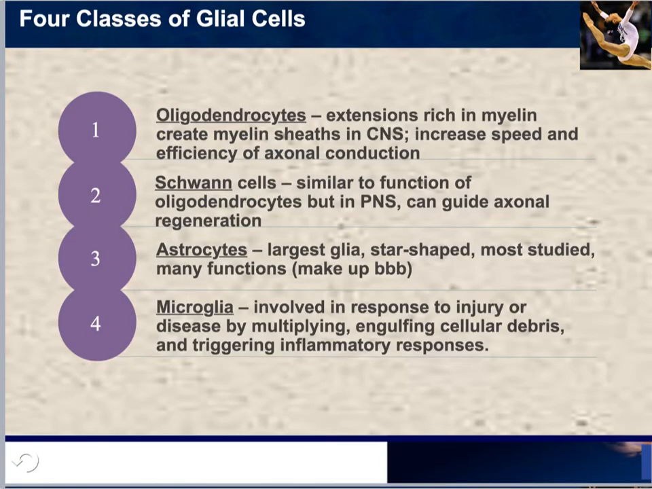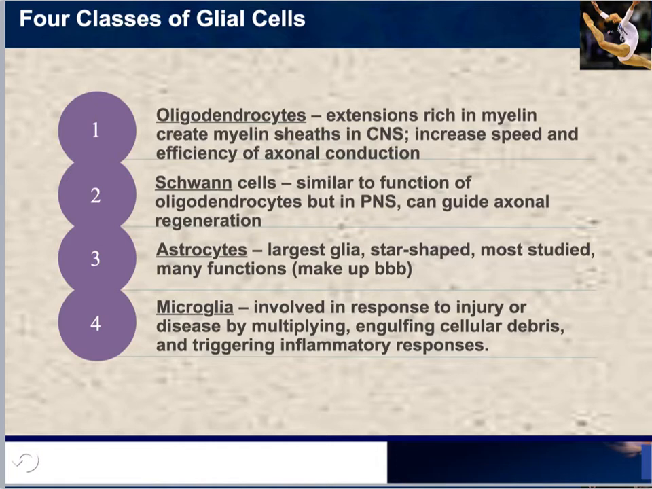There are four classes of glial cells that we'll be talking about. And we'll start off at the top with number one, oligodendrocytes, often referred to as the oligos. Oligodendrocytes are extensions rich in myelin, which create myelin sheaths. You may remember that in the axon, there were these pockets of fat and protein that were responsible for the speed with which the neural impulse was conducted. These are made up of oligodendrocytes within the CNS, meaning only in the brain and spinal cord. Again, the purpose of these is to increase speed and efficiency of axonal conduction. Each oligodendrocyte provides several myelin segments, often on more than one axon.